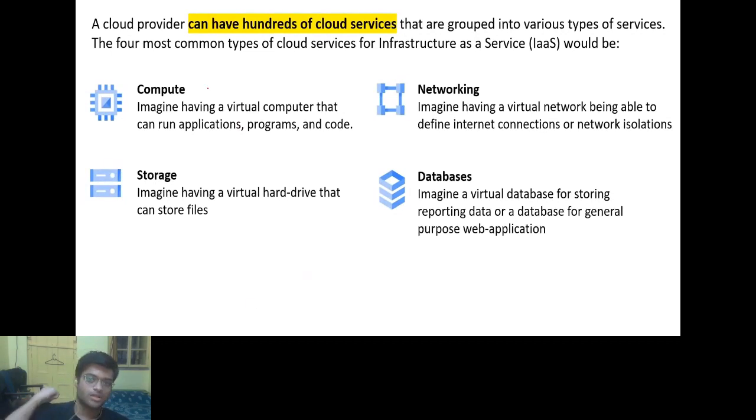Now, a cloud service provider will have four types of basic IaaS services, not SaaS. Now you might ask me, why am I talking about IaaS? Why not SaaS or PaaS? The thing is, if I talk about IaaS, you will have PaaS and SaaS under that only. So take a high level view, whatever's in there, PaaS and SaaS is under that, right?